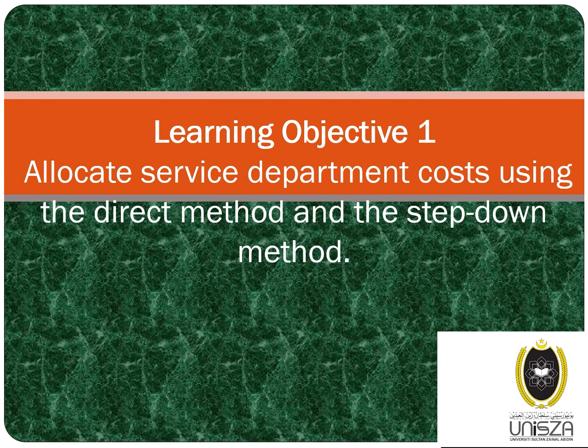So for learning objective 1, it's to allocate the service department cost using the direct method and the step down method. So in allocating the service department cost, we have two approaches that we can use to allocate the cost from the service department to the main department or the production department, which are the direct method and the step down method.